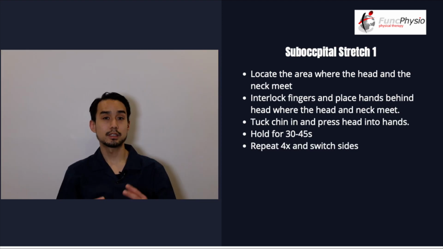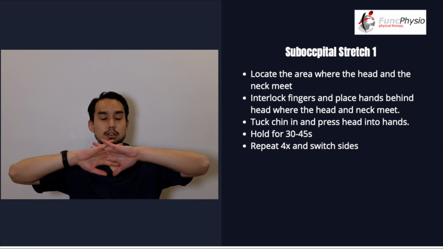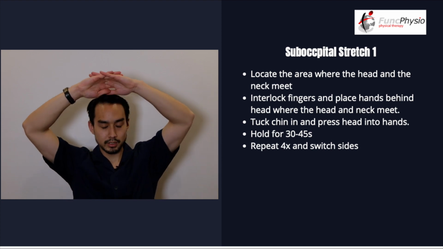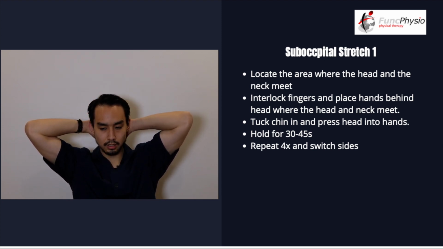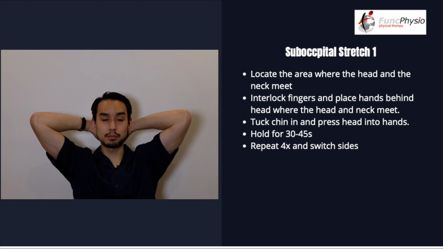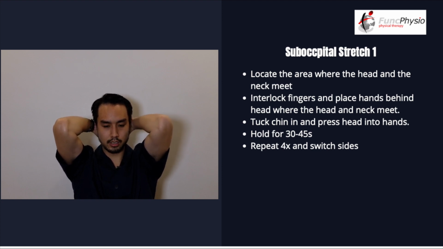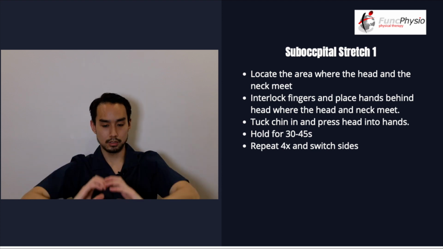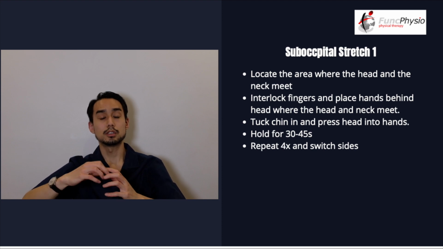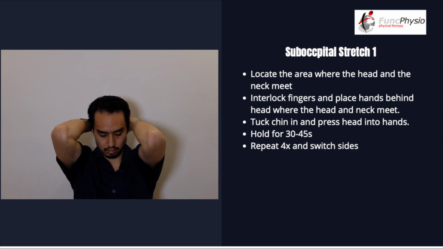For our next exercise, we're going to be doing the suboccipital stretch. For this, what you're going to need is you're just going to take both hands and interlock your fingers. They're going to be placed right behind the head, in the suboccipital area, which is where the neck and head connect. Bring our elbows in, tuck our chin in, and not necessarily think about pulling it down, but think about pushing your head up into your hands.